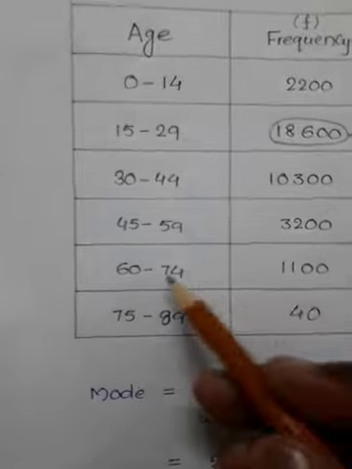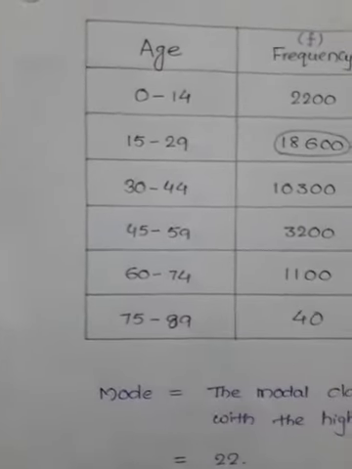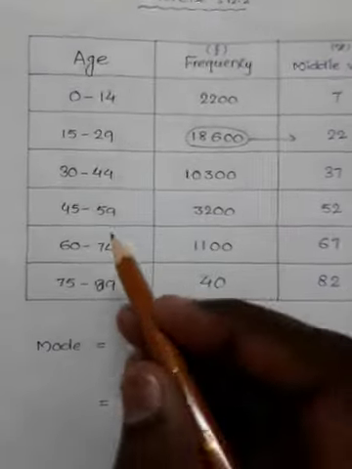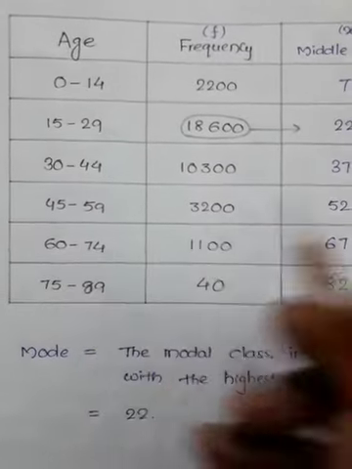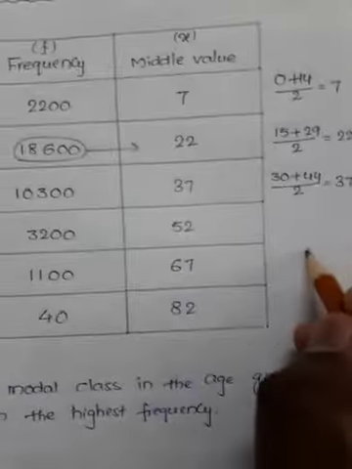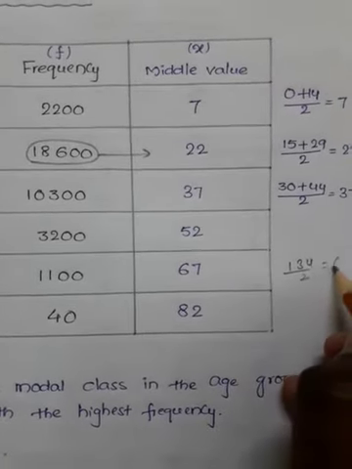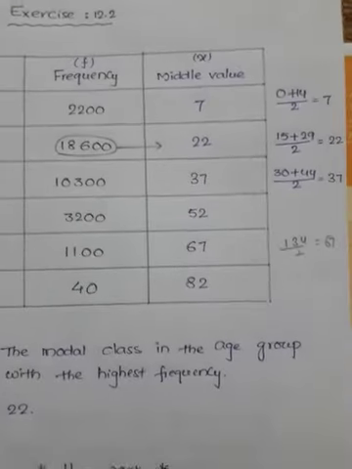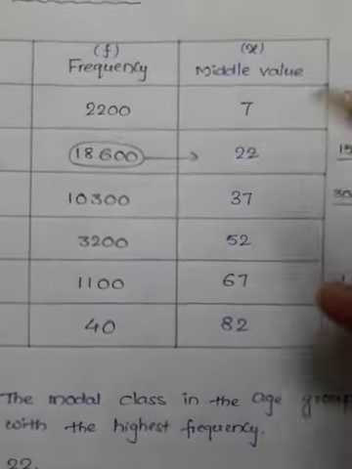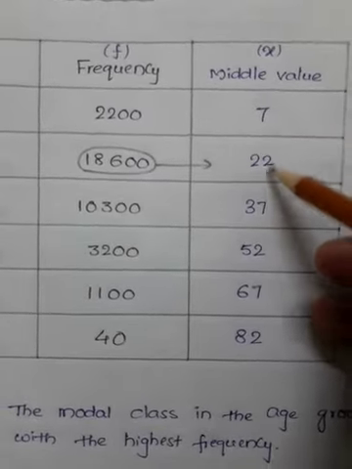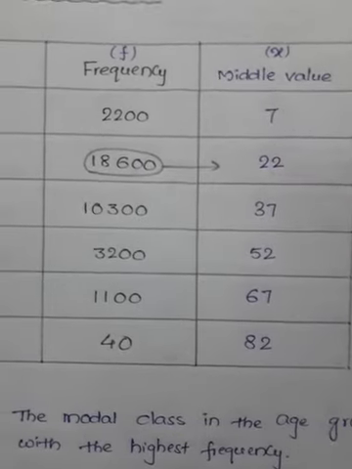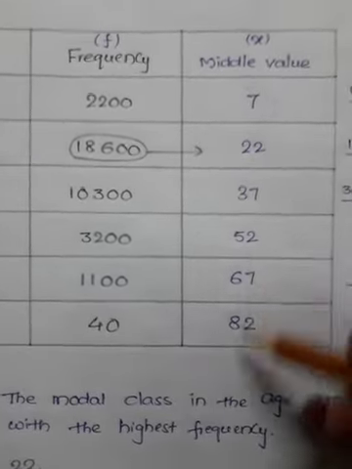Okay, it's a mistake. So 60 plus 74 is 134. 134 divided by 2, so 2 6s are 12, 2 7s are 14, so 67. No need to find each and every one. Only find the first two numbers, then check the difference. 22 minus 7, how much difference? 15 difference. So add 15 every time.